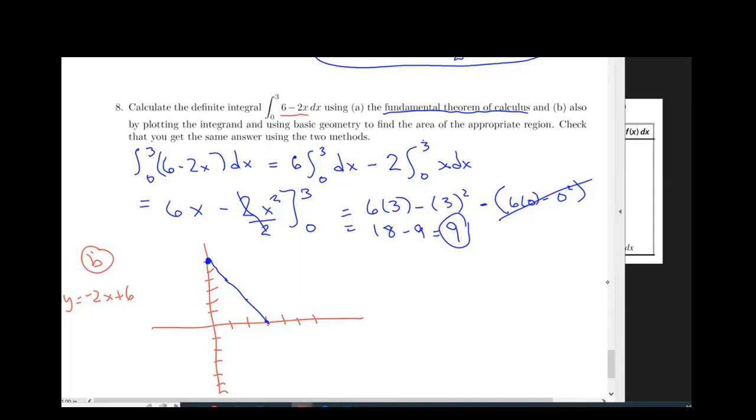And now what do I have? I have a triangle. Remember, when I take the integral, I'm always finding the area under the curve, or here under this line down to the x-axis. If I were to do it with geometry, the area of a triangle is 1/2 base times height. My base is 3 and my height is 6, which is 18 divided by 2, which is 9. They match.